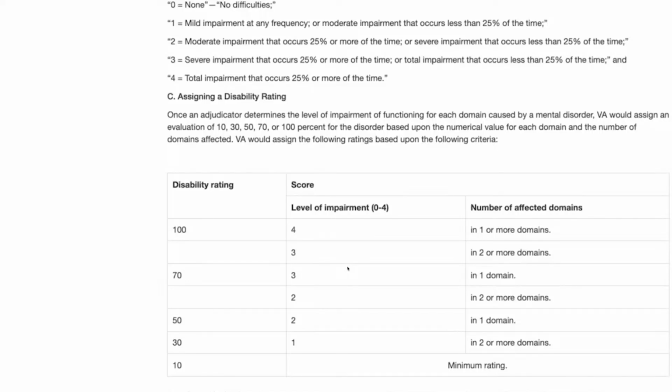All right. So I'll throw that on the screen here, and let's just talk through the disability rating, the score, which is the level of impairment 0 through 4, and then the number of affected domains. I know you kind of started that, but I want to kind of timestamp it. Well, I started at what the definitions were for each one, and we probably should go over that.